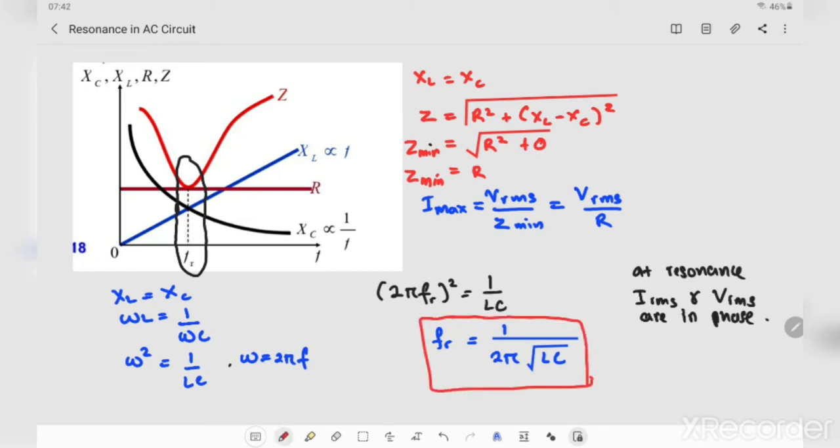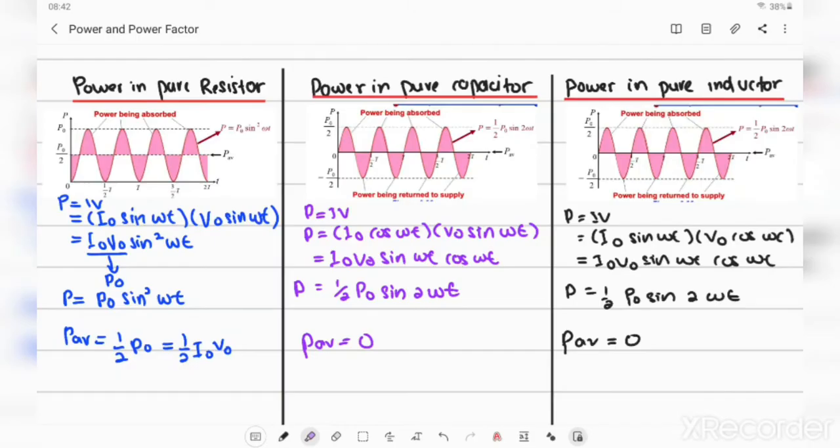The series resonance circuit is used for tuning a radio receiver, and at resonance, I RMS and V RMS are in phase. In the AC circuit, power is only dissipated or lost or used in a resistor. For example, a lamp, a fan, or any electrical appliance. They use the power, then the power is lost.